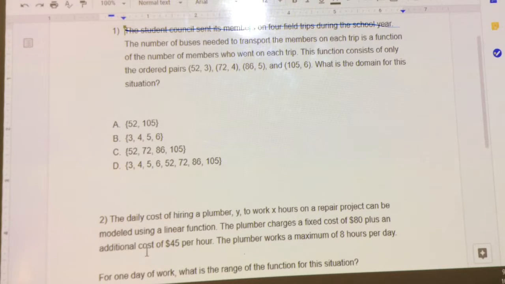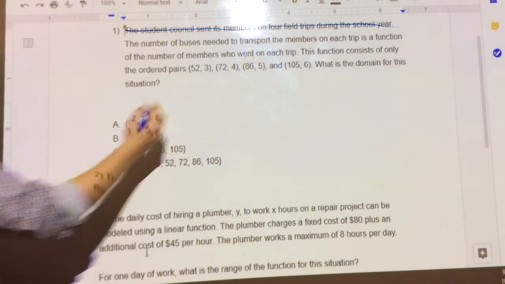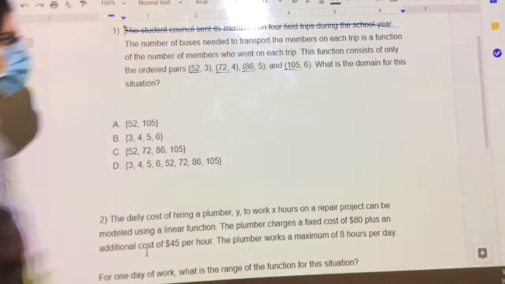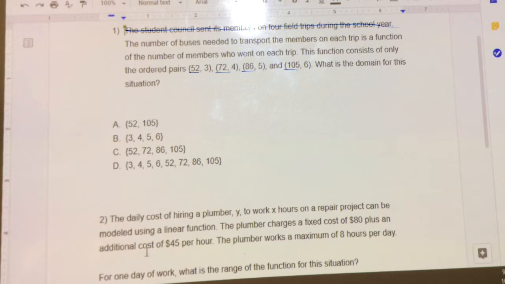What is the domain? And what does domain mean, Brian? All x values. So that means 52, 72, 86, 105. Therefore, the answer has to be what? C. Answer choice C. Easy enough there. Okay?